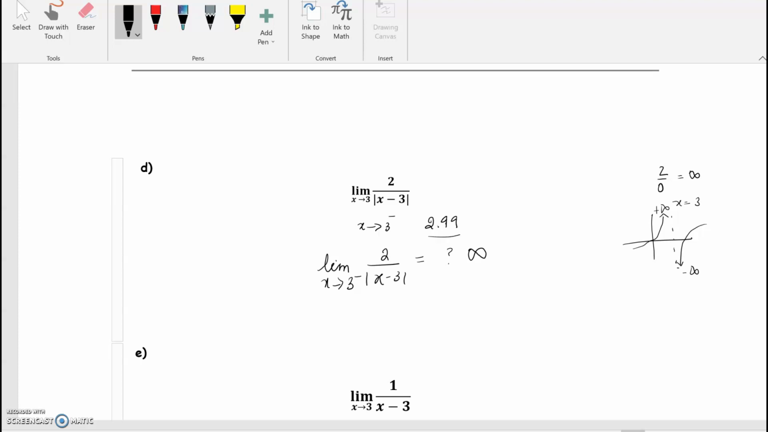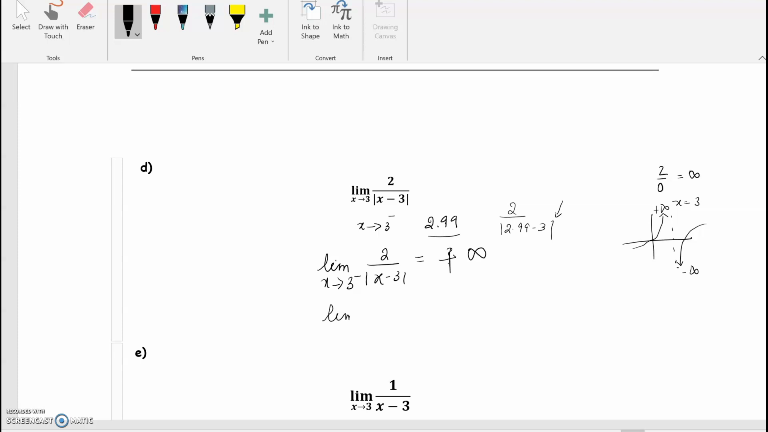So now I'm going to think of a number close to 3 but to the left of 3, that is, let's say 2.99, and I'm going to plug it in to figure out the sign. So that is 2.99 minus 3. 2.99 minus 3 is negative. However, when you put an absolute value sign on it, it's positive.